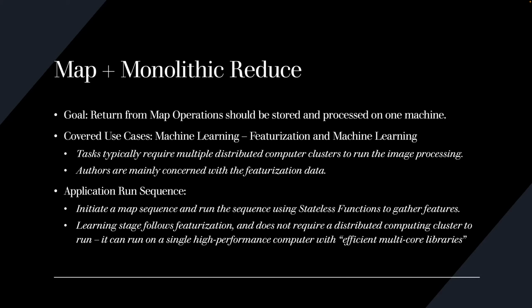The important distinction here is that when you're running something on a large set of data, typically you require a distributed computing cluster to make it run efficiently. But the whole goal with PyWren, and what the researchers and authors found, was that they could make a large operation, building this large model, run pretty well on a single high-performance computer as long as they successfully implemented efficient multi-core libraries.